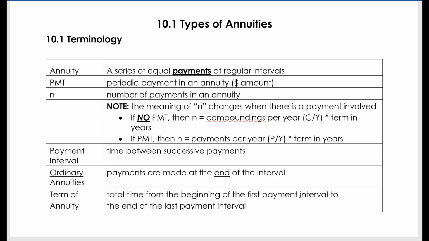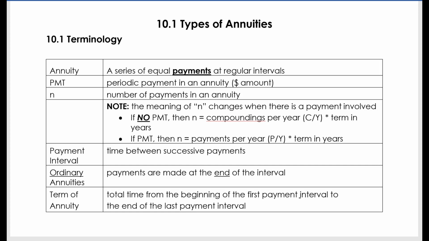Okay, this unit we are going to work more with compounding interest, except that we're now going to be applying the knowledge to annuities. So first let's talk about what an annuity is. Basically, it's a series of equal payments at regular intervals. So for instance, if you have a 3-year loan and you pay $100 every month to pay it off, that's an annuity.